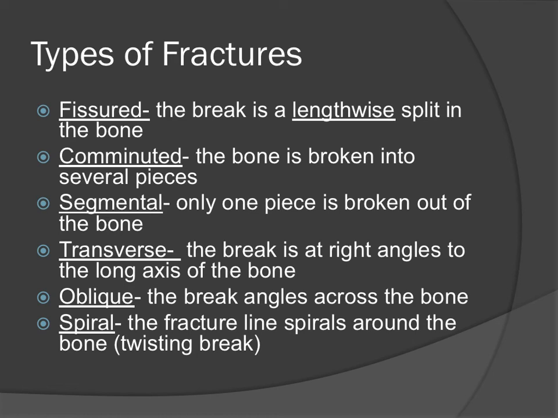Transverse, the break is at right angles to the long axis of the bone. Oblique, the break angles across the bone. Spiral, the fracture line spirals around the bone, so it's a twisting type of break.